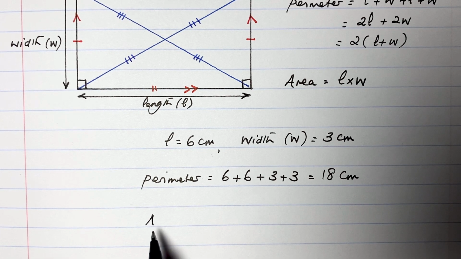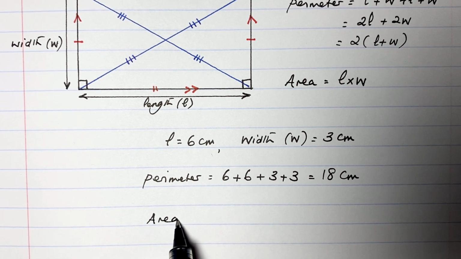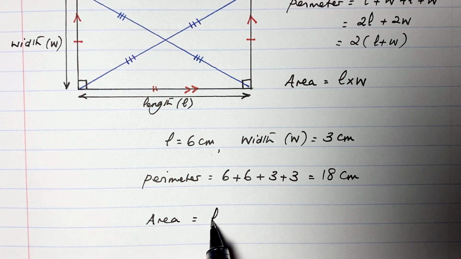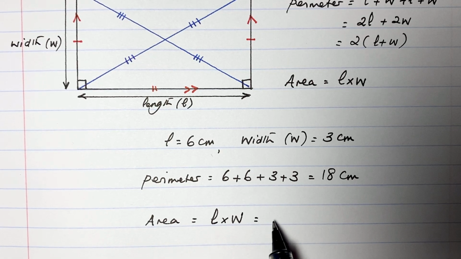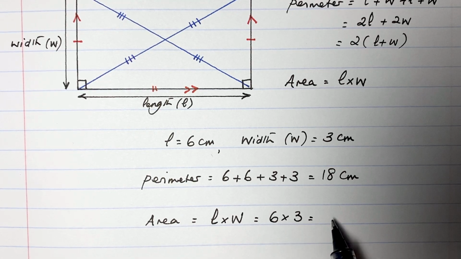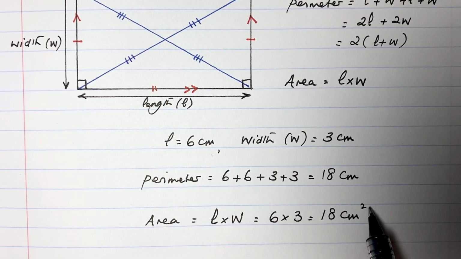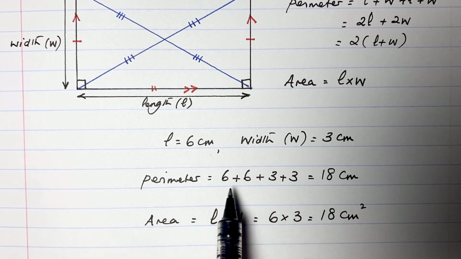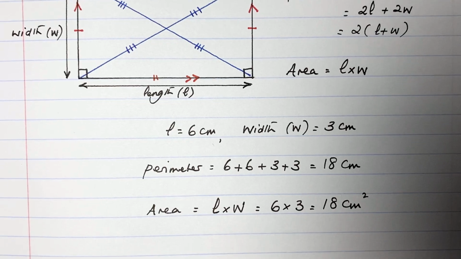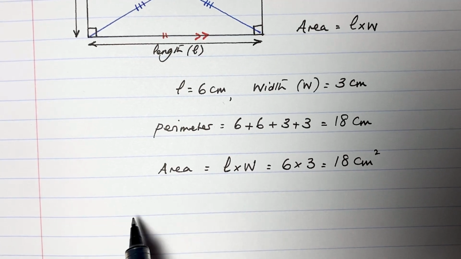Area is multiplying the length by the width. The length was given to be 6 and the width was 3. 6 times 3 is 18 centimeters squared. You don't always get the same number for perimeter and area. In this case you have. Just a fluke really. Let's try another one.